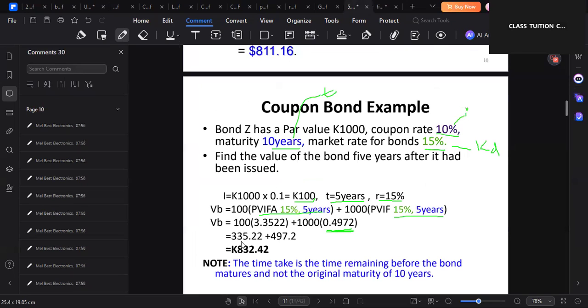If you're not using the table, who remembers what's the formula for the present value factor? 1 over what? 1 over 1 plus R to the power T. Good. So our 1 plus R is what?